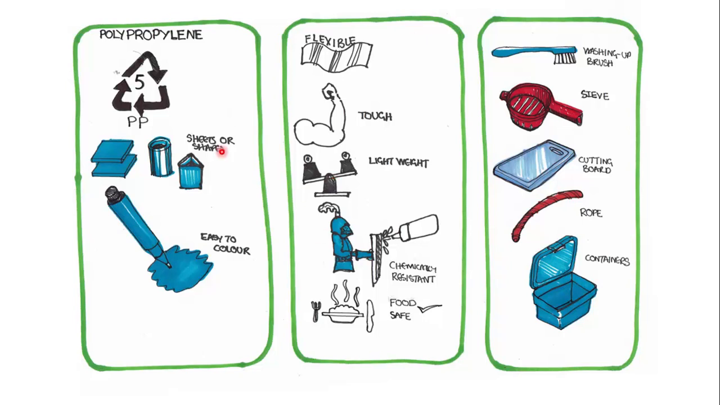Polypropylene can be used for a number of things. It can come in sheet form, pipes, different types of sections of extruded shapes. Easy to color in once again. It's quite flexible. It's tough. It's very lightweight, chemically resistant, and it's quite food safe, so it won't degrade when you use it for containing food and so on. Hence, it's used for containers, to make ropes, cutting boards, sieves, and also washing up brushes. Obviously, because it's food safe, that's the reason why it's applied in kitchenware and storing food.